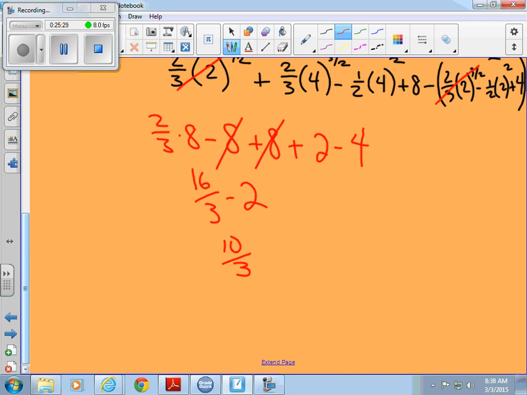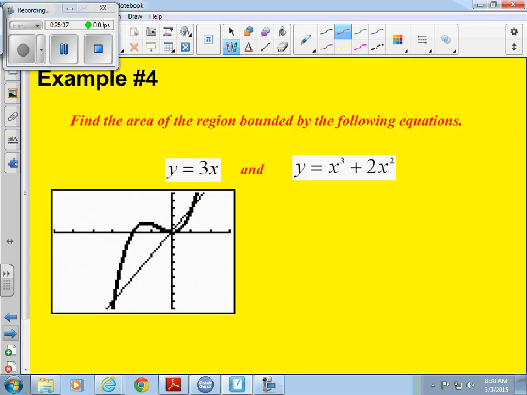How are we doing with area between two curves? This is a common open response problem as well. So there's a nice one today. Okay. We're going to pick up the calculator. First time. Okay, this one asks us to find the area of the region bounded by those two equations.